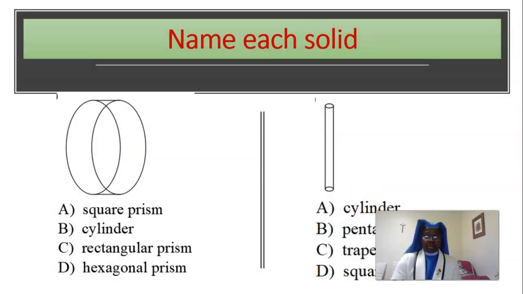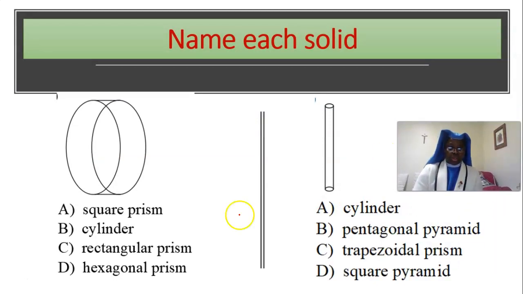How about this? Well, we know, you see, it's circular. Circle is involved, so it's circular. Circular could be either a cone, a cylinder, or a sphere. Well, we know it's not a sphere because it's not all rounded. It's not a cone because it doesn't have a vertex, so it must be a cylinder.